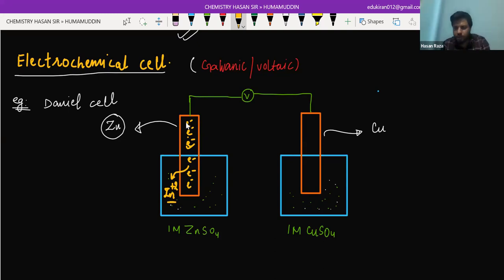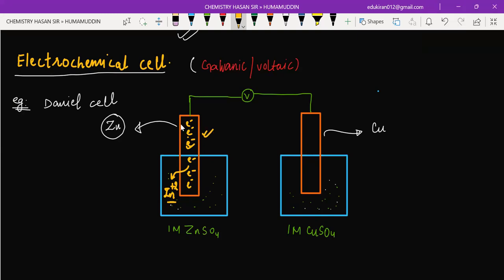Umam and Austin, please be focused and answer me. Yes, sir. As you can see, this strip is made up of zinc, and zinc leaves its two electrons in the strip and goes into the solution in the form of Zn+2. So those two electrons will be here alone. Are you getting my point?